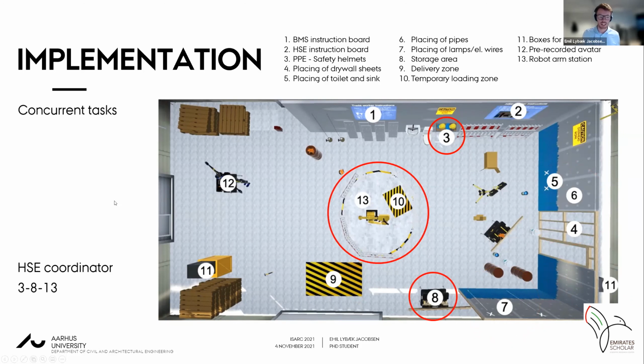For the HSE coordinator, he needs to obviously be safe as well. So also we have marked the hard hat. And then he needs to clean up the warehouse. So we see a lot of small stuff like the hammer here, or the oil barrels, or the paint cans. These need to be cleaned up and put into the storage area, which is marked by 8.